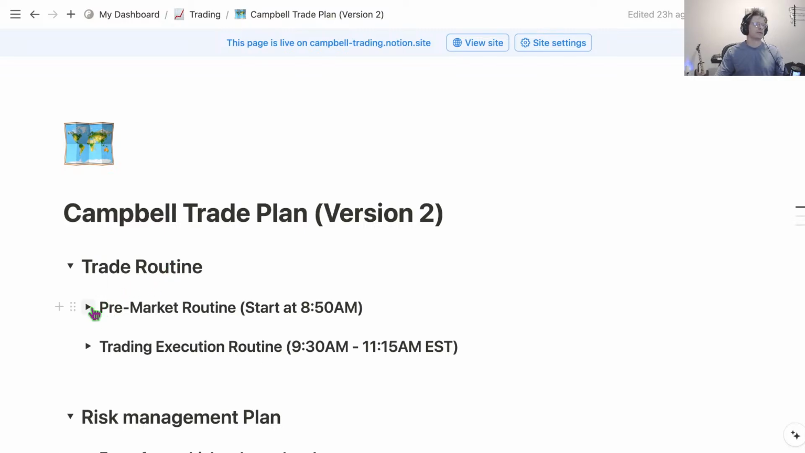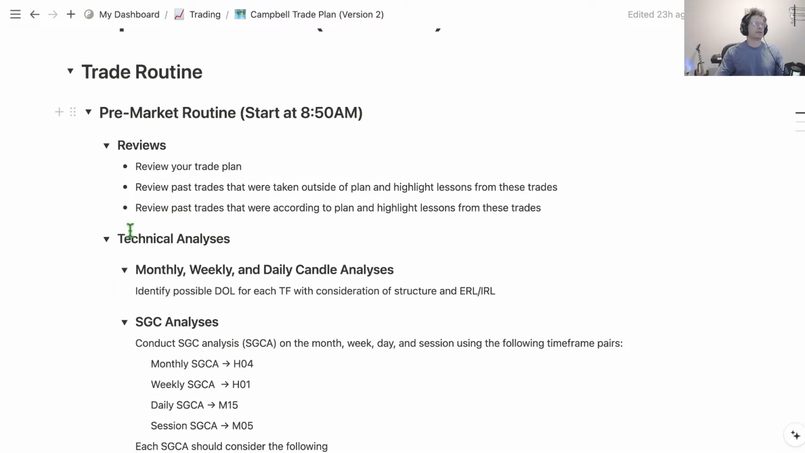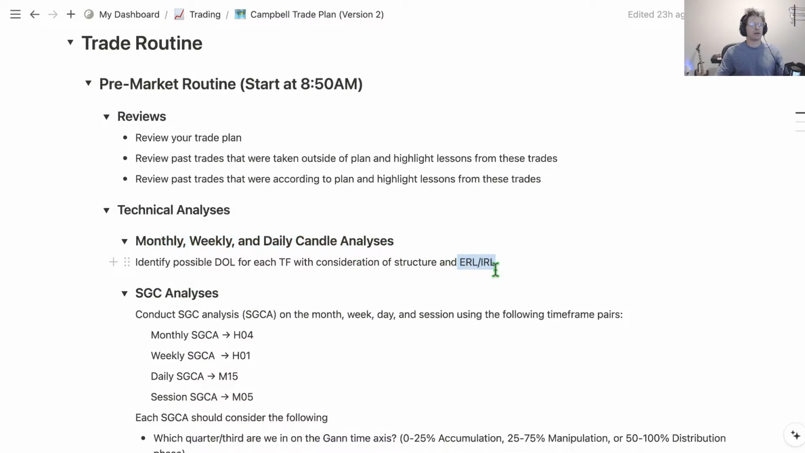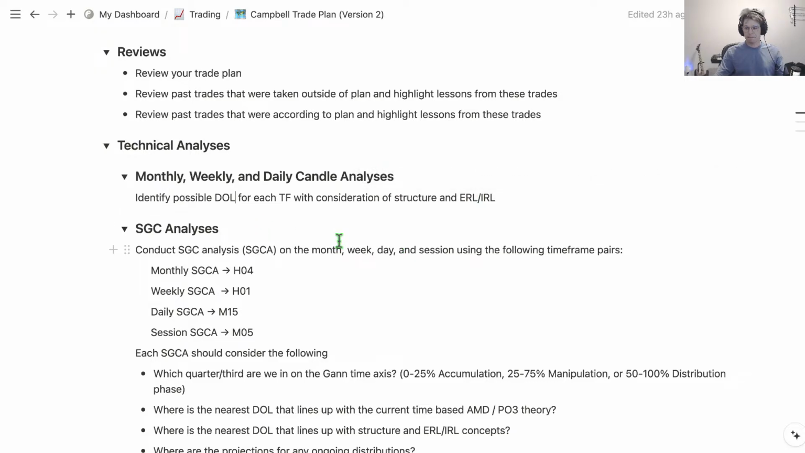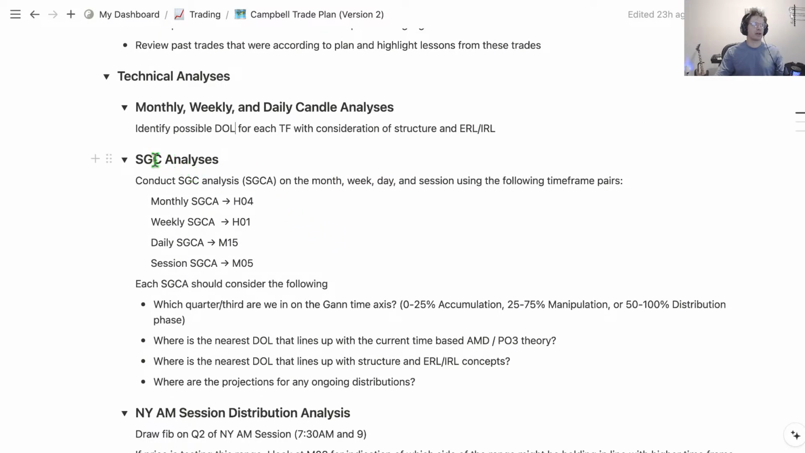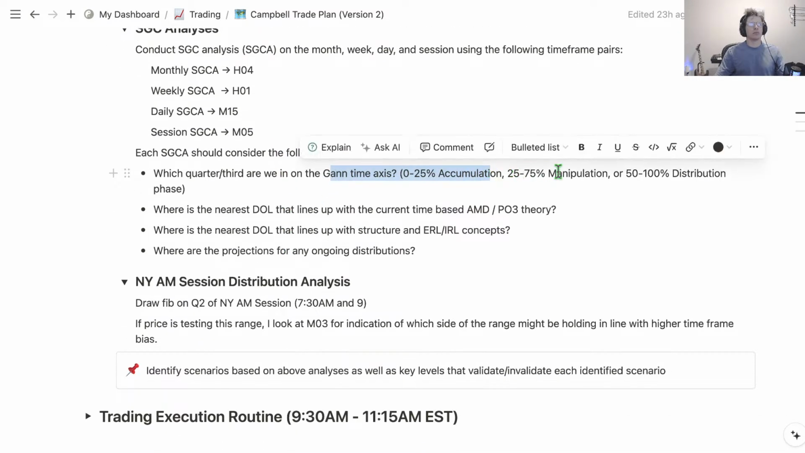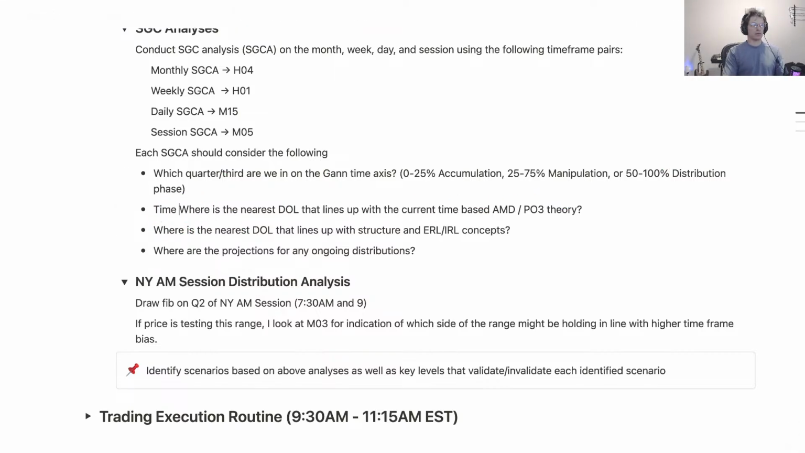What do I do? Technical analysis. Candle analysis on month, week, and day using structure and ERL, IRL. Looking for draws on liquidity. Then I'll do smart money concept analyses, month, week, day, session using 4 hour, 1 hour, 15 minute, 5 minute. For each analysis, look at where we are, accumulation, manipulation, distribution in terms of time, and then I'll look at time-based liquidity draws, and then I'll look at price-based liquidity draws.